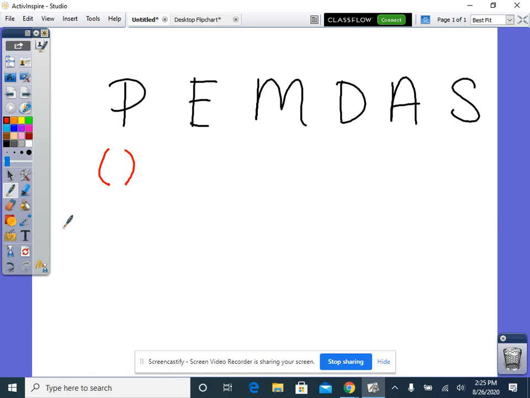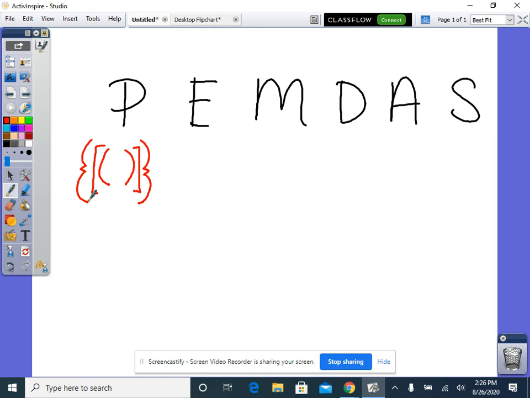So it stands for parentheses, it stands for brackets, it also stands for braces. And you're probably like, what in the world? Brackets and braces are things that are on my teeth. Brackets and braces in math are grouping symbols.